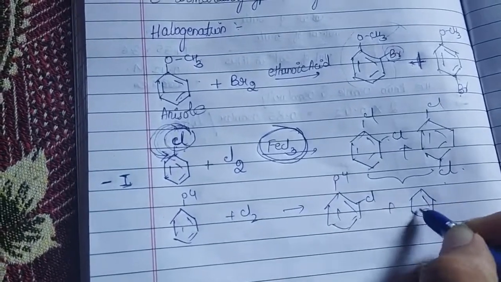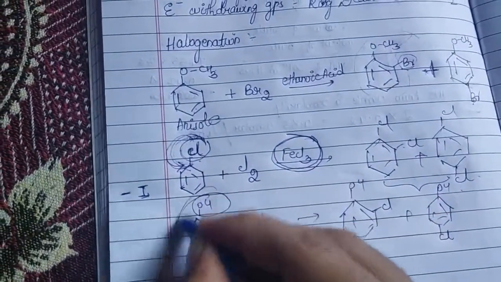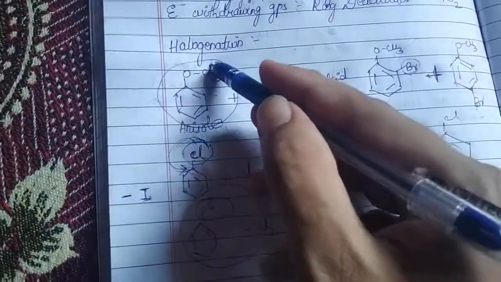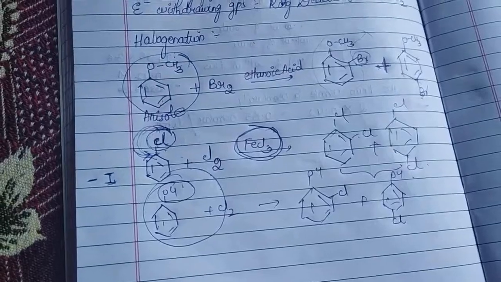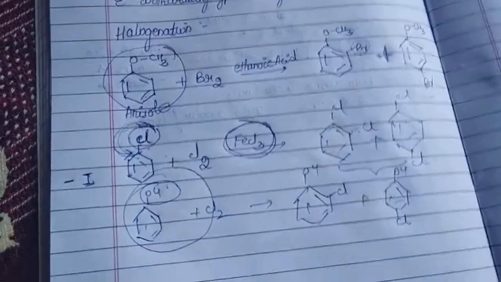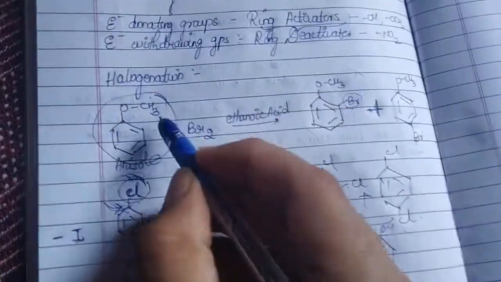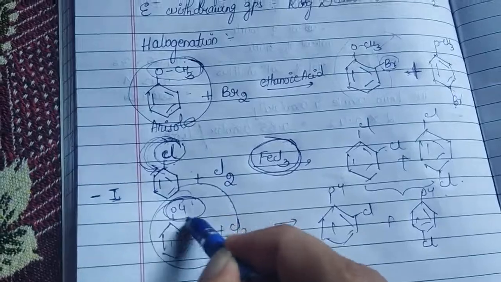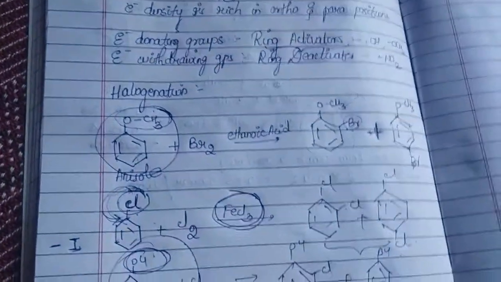Why? Because remember, both your phenol and your anisole, whatever the groups which are present, they are ring activators. They have the tendency to donate the electrons itself. There is no taking back. So whether it is the OCH3 or alkoxy group in anisole, or the hydroxy group, they are having only one phenomenon, that is electron donating tendency.